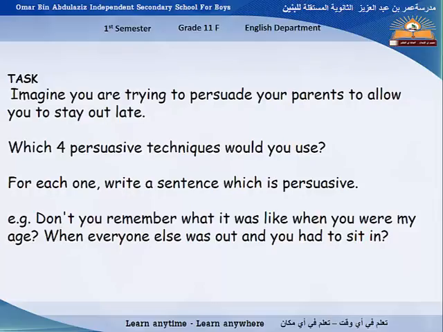Now it's task time. Imagine you are trying to persuade your parents to allow you to stay out late. Which four persuasive techniques would you use? Choose any of those mentioned earlier to persuade your parents of your idea. Very good. You can use the following: don't you remember what it was like when you were my age, when everyone else was out and you had to sit in? It will make the meaning so clear for them.